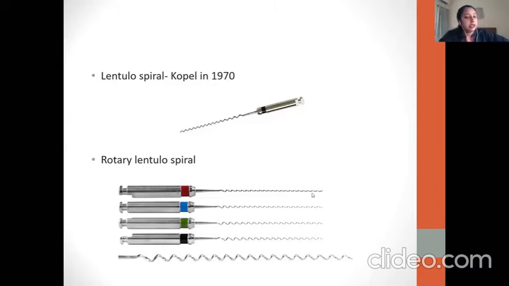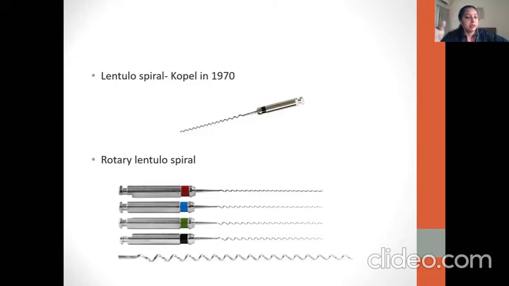Then there are rotary lenticular spirals. Now, as you can see in the second picture, they are colored. Can you see the color red, blue, green, black? These colors indicate the various diameter at which the last filing has been done. If I had used a last K file of green color, that is number 35, I will use a rotary lenticular spiral of green color.